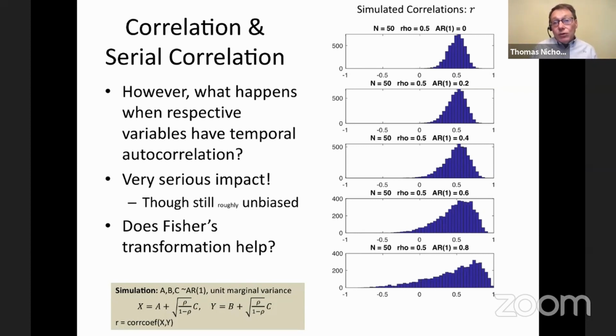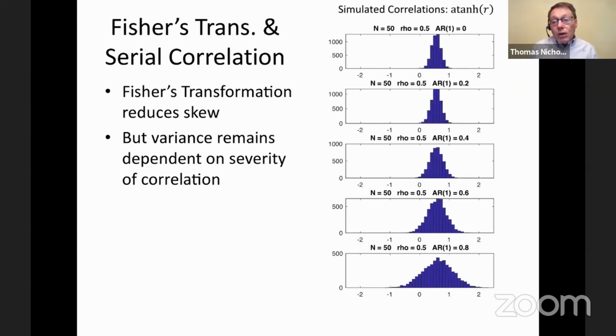So does Fisher's transformation help here? Well, yes, it does address the skew, and you get something that's a bit more symmetric, but there is still variation in the standard deviation. Even though we have a fixed number of samples, 50, we have dramatic differences in the sampling variability.